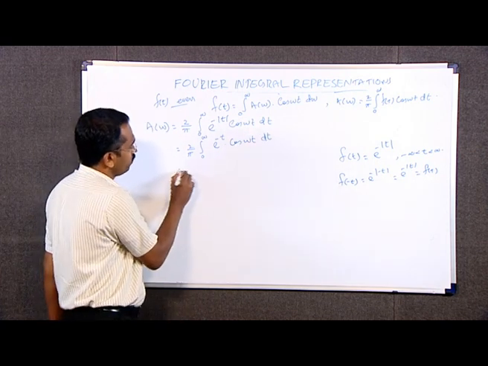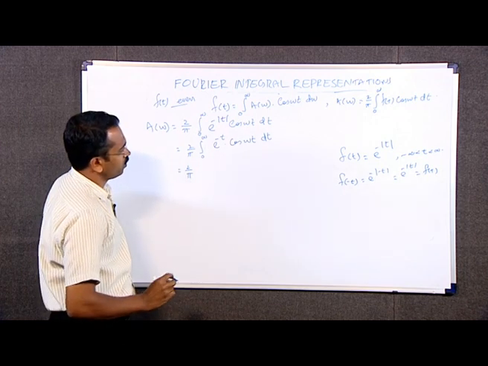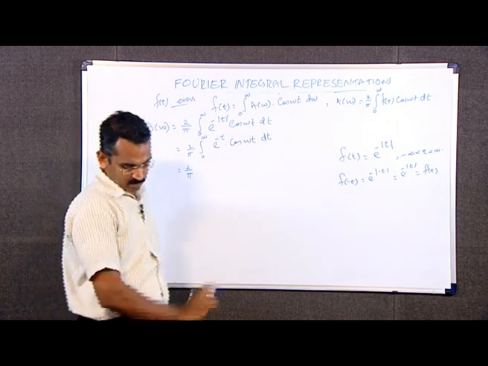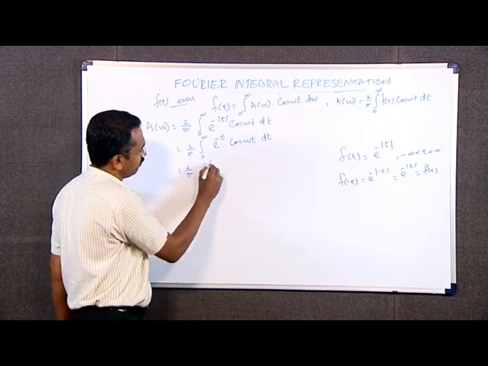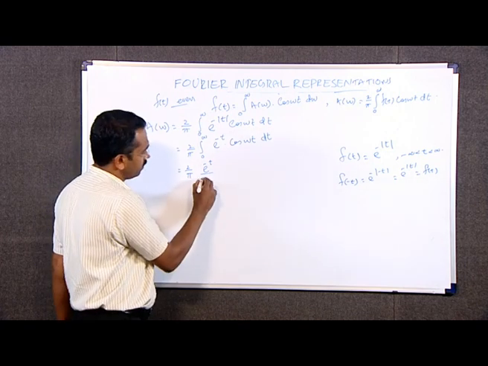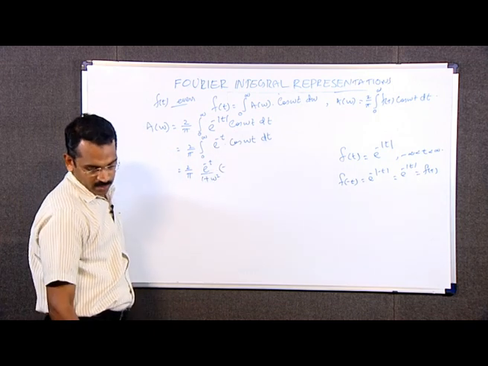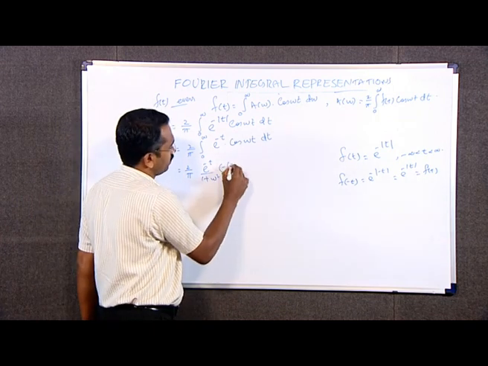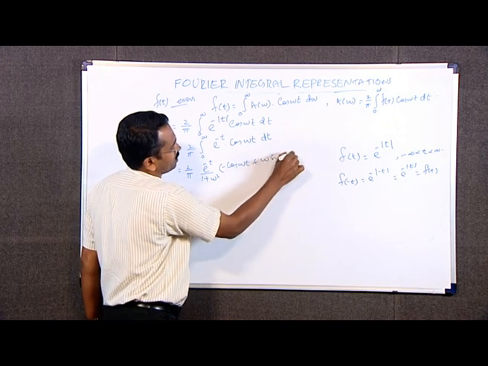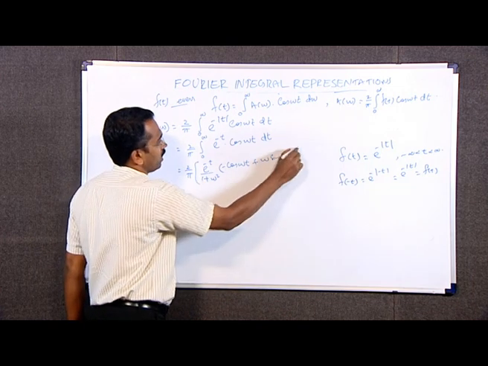This is equal to 2 by pi into the value of this integral. We can write this as e raised to minus t divided by 1 plus omega square into minus cos omega t plus omega sin omega t between the limits 0 and infinity.